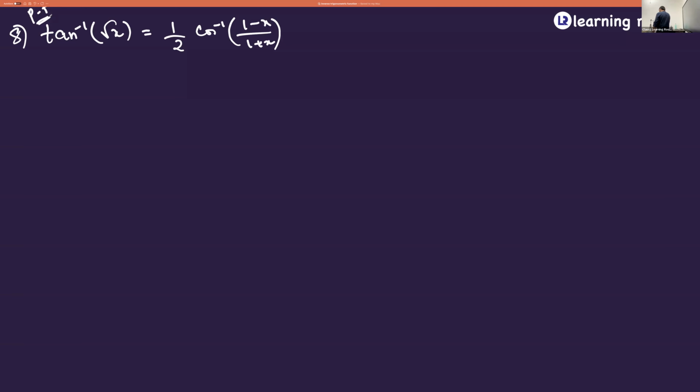So when you need to prove, take either of the sides and then proceed. Whichever is convenient, we can proceed. So if I take LHS for instance, I have tan inverse of root x.